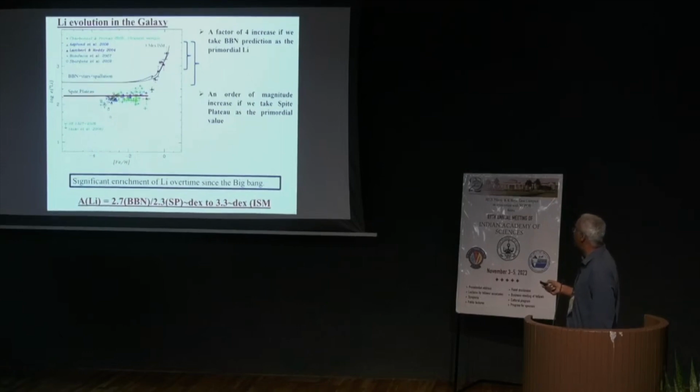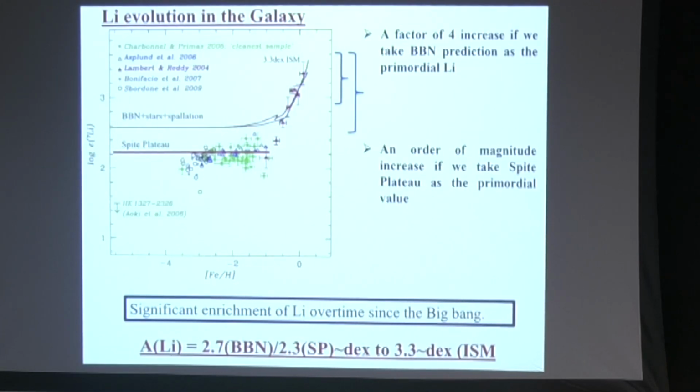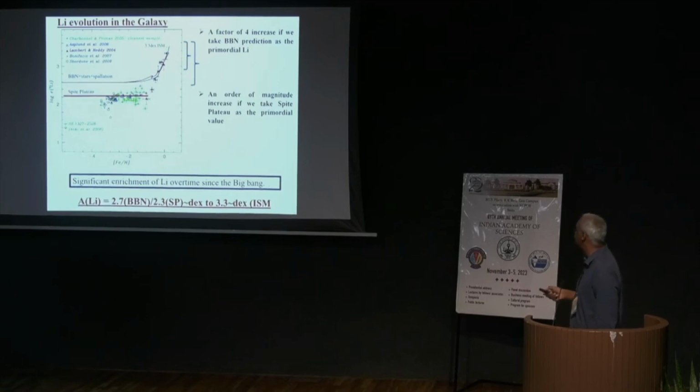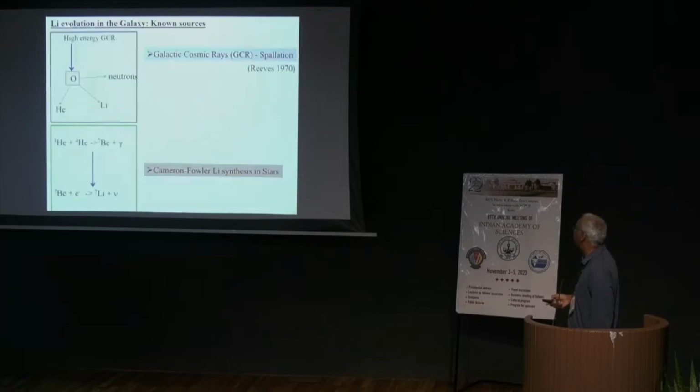On the other hand, if you take the BBN as 2.7 or the Spite plateau as 2, you can see the ISM lithium is 3.3. So basically it has increased, whichever you take, observational or BBN model. If you take observations, it's a factor of 10 more. If you take BBN, it's a factor of 4. So it doesn't matter which you take, the lithium has been enhanced over the years from the Big Bang to the current value. That's what I just want to say.